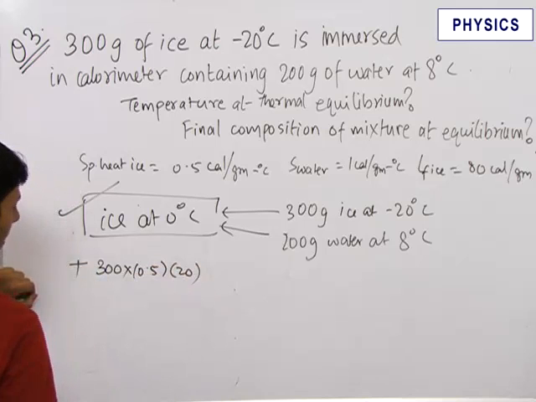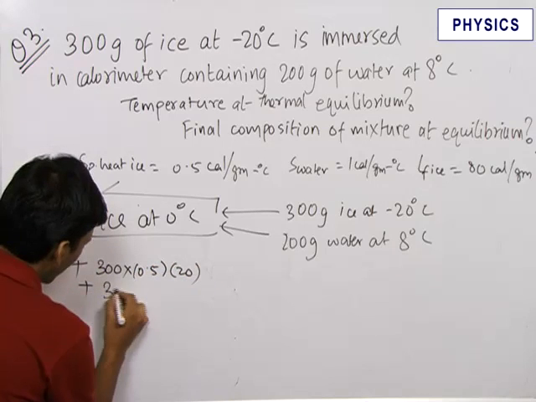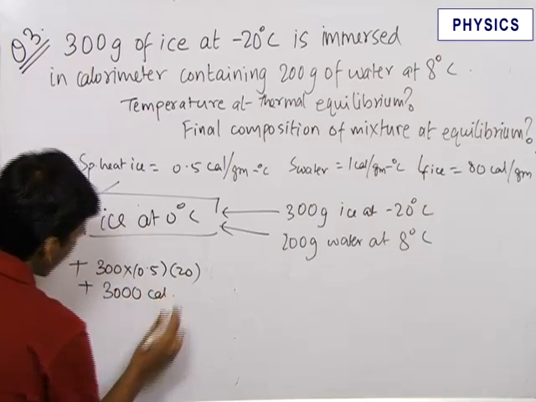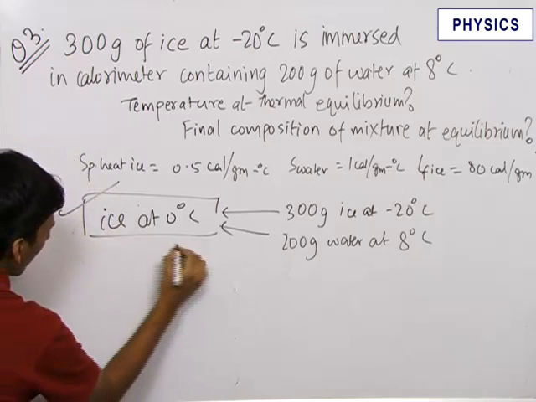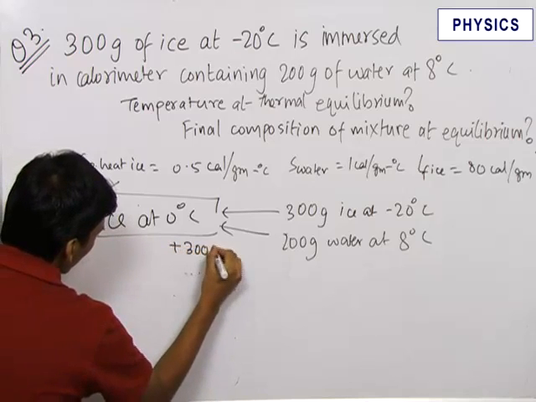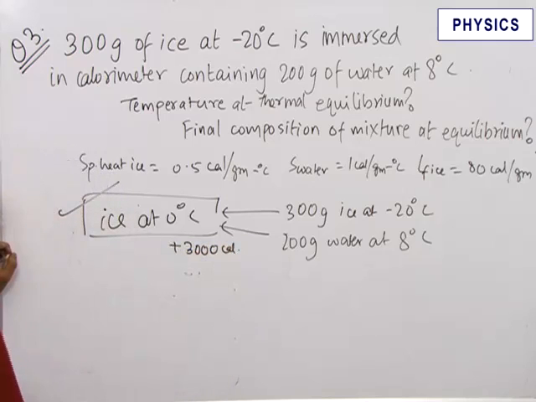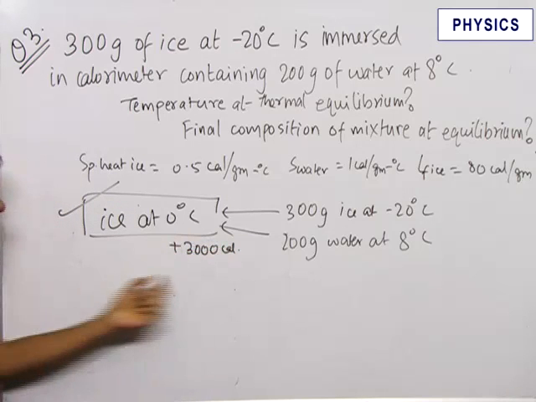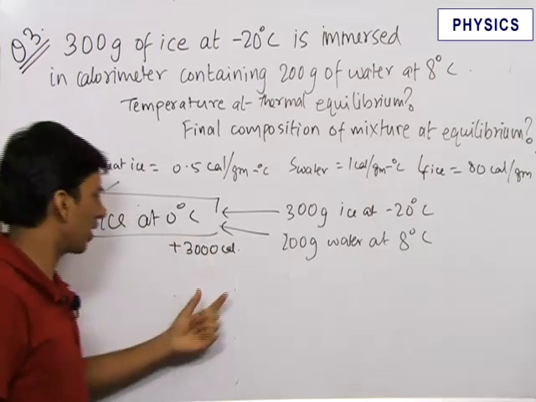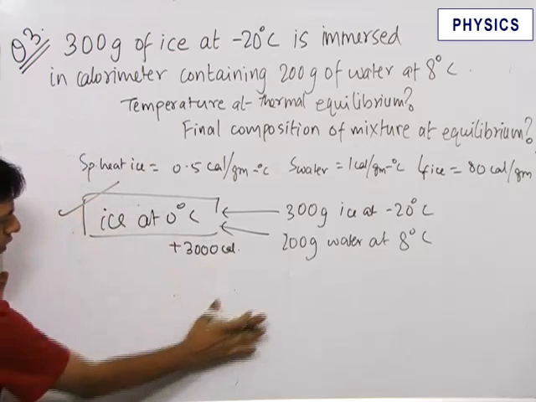is the amount of heat that has to be given. So we write it as plus. This is equal to plus 3000 calories. We keep a note here, plus 3000 calories. That is an external heat. Let us assume this as the external heat. This is plus 3000 calories.